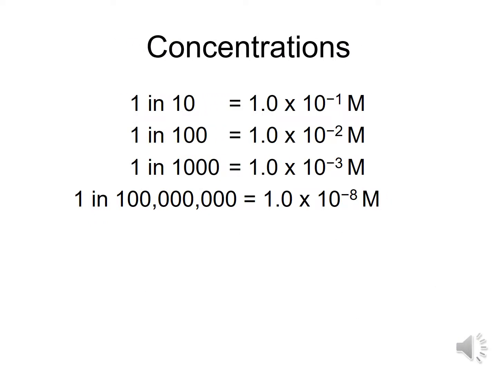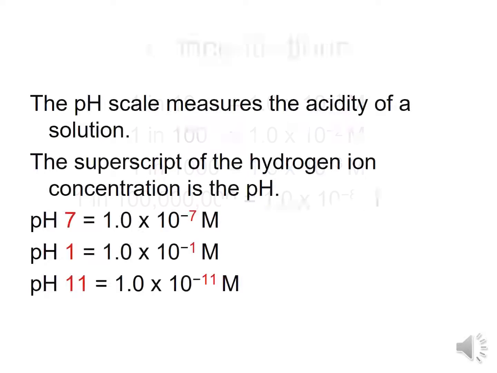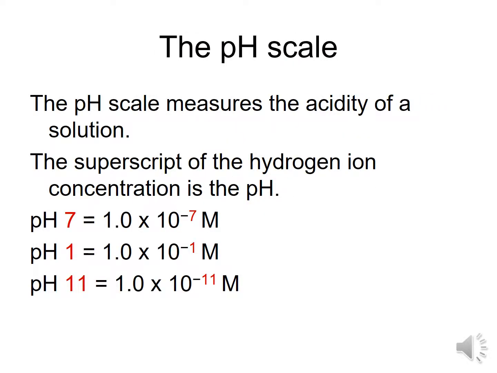So for example, 1 times 10 to the minus 1 molar, if that was the molarity of H plus, then that would have a pH of 1. 1 times 10 to the minus 2 molar H plus would have a pH of 2. 1 times 10 to the minus 3 molar, pH of 3. 1 times 10 to the minus 8 molar would be pH of 8.